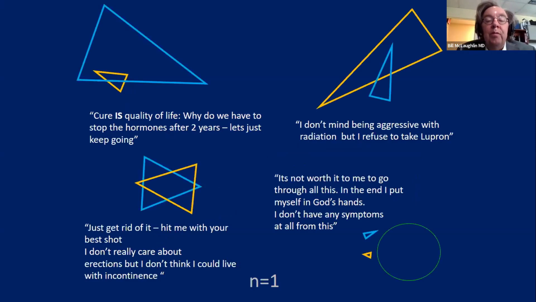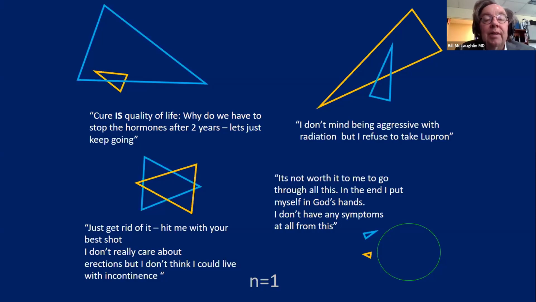So if we look at this, what do I mean? Well, I could see the patient with almost the same disease. 4 patients here. Upper left, cure is quality of life. Why do we have to stop hormones after 2 years? Well, gained weight, you're not doing anything, you're depressed, have no sex life, your penis is shrinking, and everyone finds you're kind of irritable and nasty. That's a lot of good reasons, but to this person, they don't care. They'll take it forever as long as it increases the cure rate.